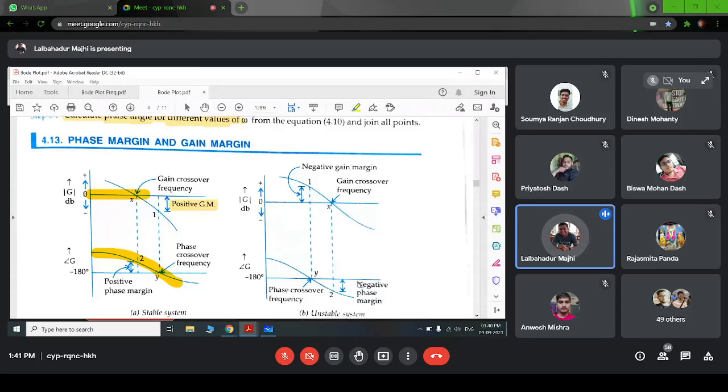If the phase margin and gain margin are negative, at that time the system will be unstable. And if the gain crossover frequency and the phase crossover frequency are the same, at that time the phase margin and gain margin will be 0. So at that time our system will be marginally stable.